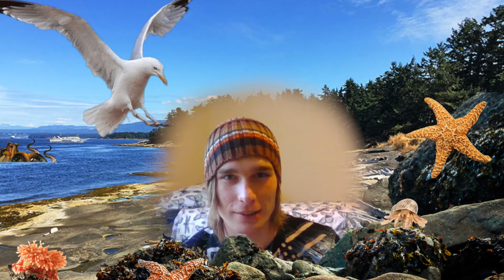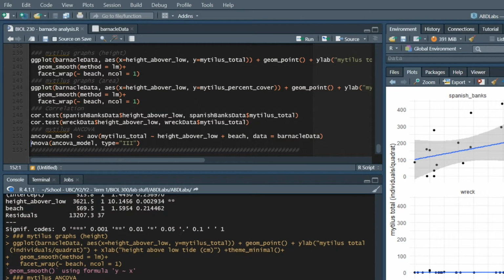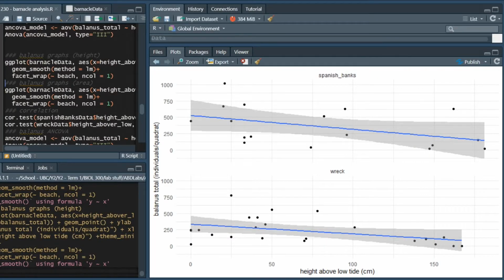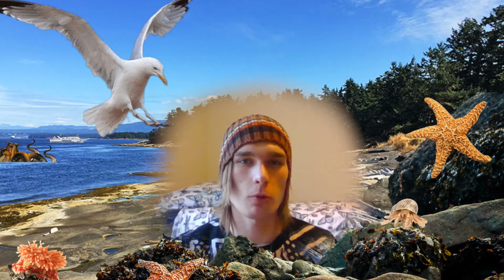For this course, we've been using a program called R, which is a programming language designed specifically for statistical use. What's also nice about R is that it can also graph things for me. So right here, I can see the scatter plots between the heights above low tide that I measured, and I can also see the amount of barnacles that were present in each quadrat, and those are for the 2 beaches there.